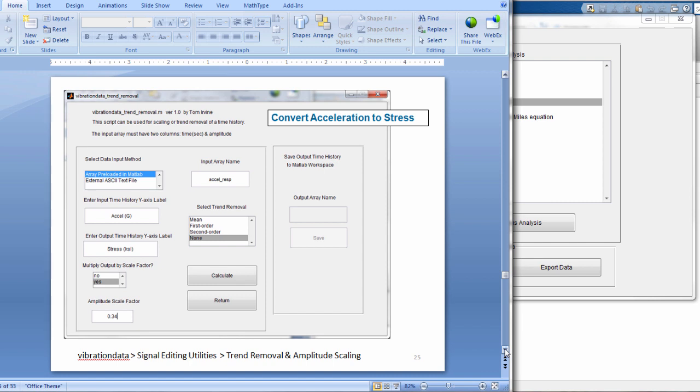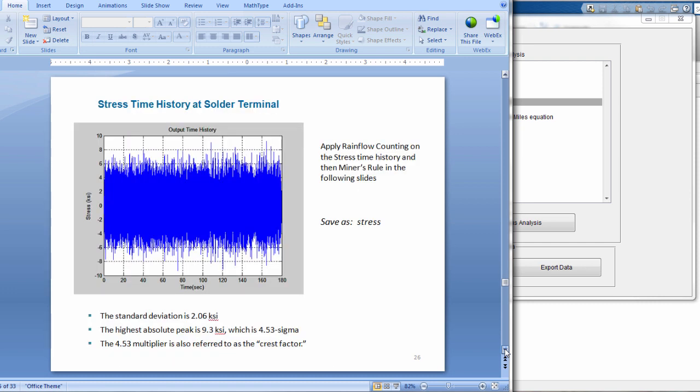So this slide here just shows you what we did. This is a reminder for when you go through and do this as a homework exercise. And then here was the output stress time history for the PowerPoint slide version.